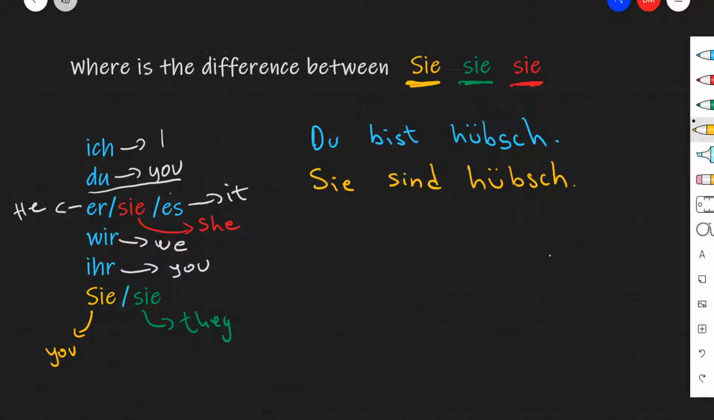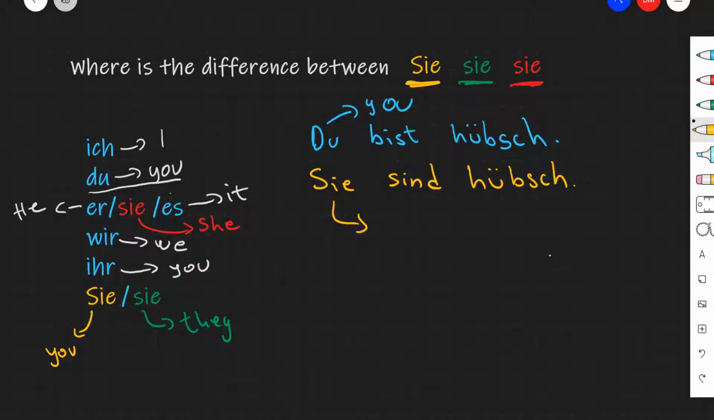Okay. The difference here is that du is a you that you use between friends and people you know really well, while Sie is the respectful form to refer to somebody when you either don't know them that well or that they are in a higher position than you. For example, an elder, a boss, or something of the kind.